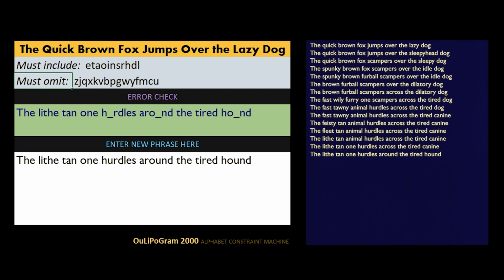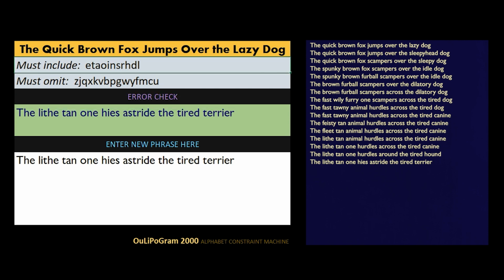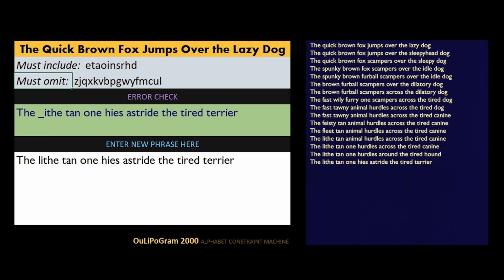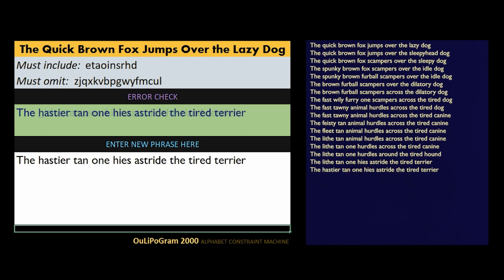Okay, but never mind, we'll make it through. I say that it's no barrier. This time we can try some assonance instead of hurdles. The lithe tan one highs astride the tired terrier. And so it goes, and so it continues. The more we chip away, particulars lost, universals on their way to being revealed.